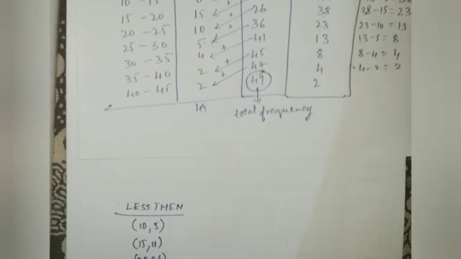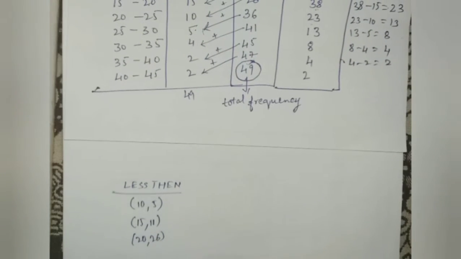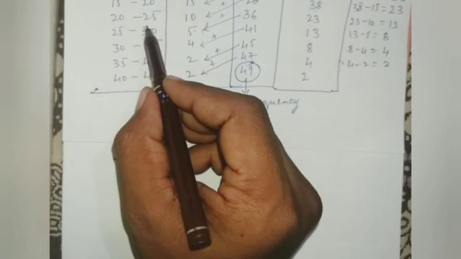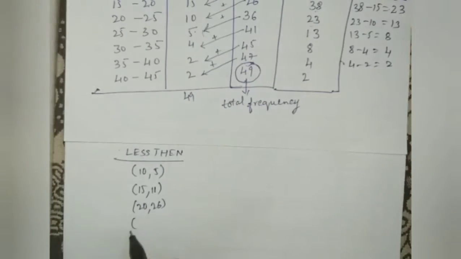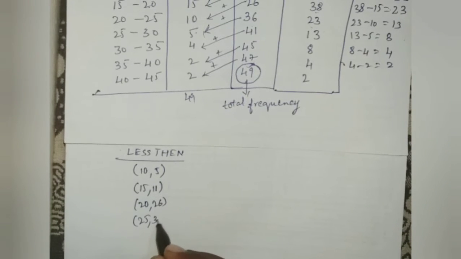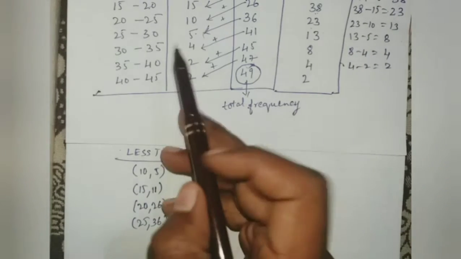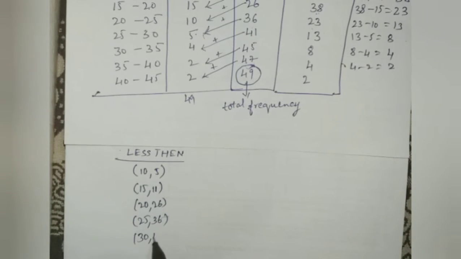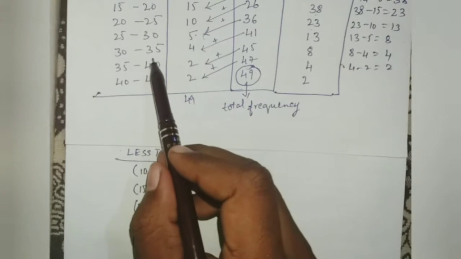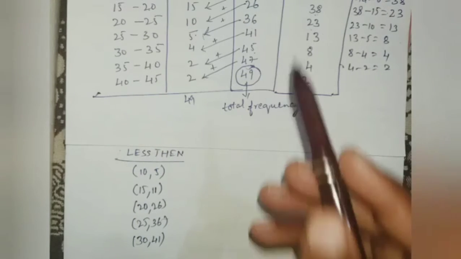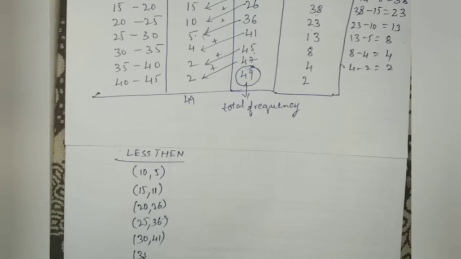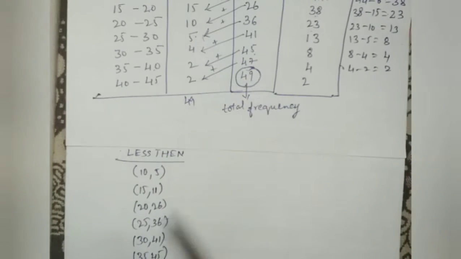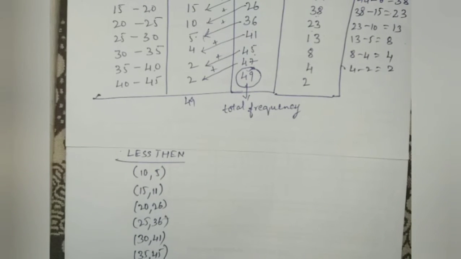Got it? What is the next point? 25 comma 36. What is the next point? 30 comma 41. Yes, 30 comma 41. So next 35 comma 45. What is next? 40 comma 47.